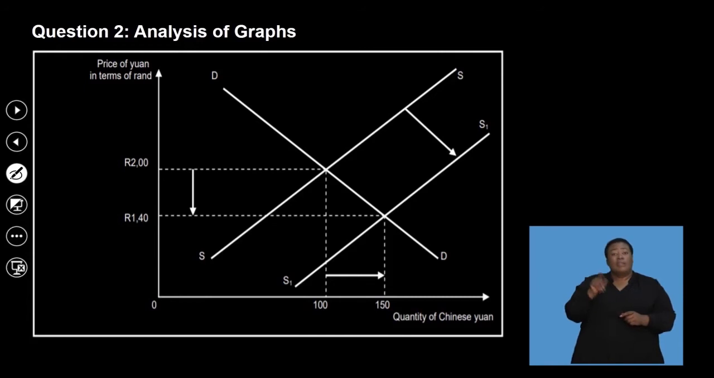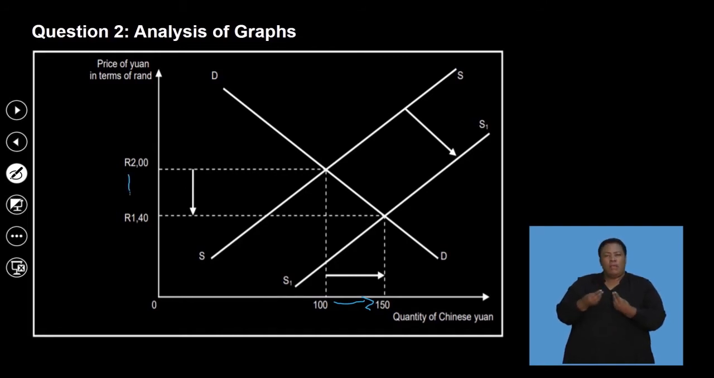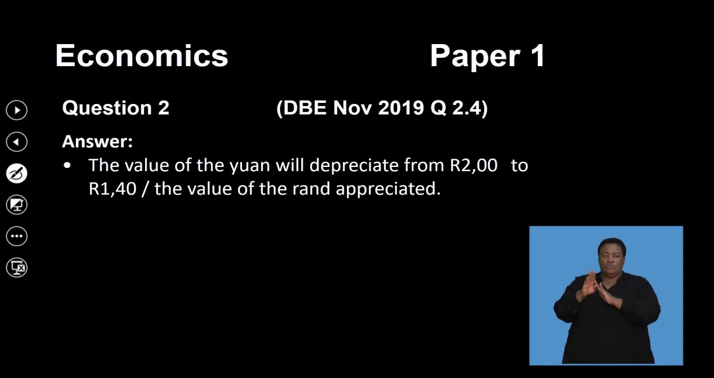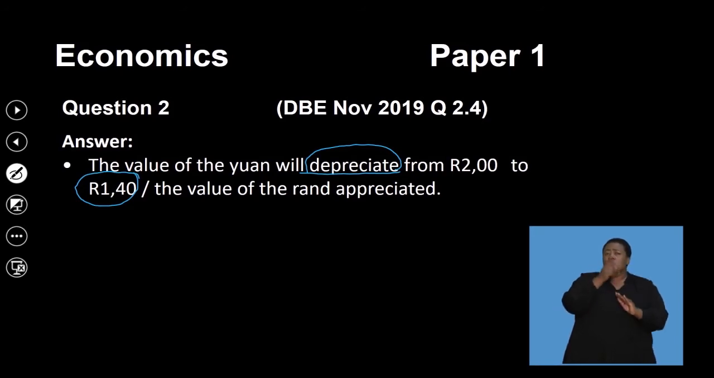So let's continue. There is our graph once again, to remind those who are probably just joining us that we are explaining the impact on the yen of an increase in exports to China. Can you see that the quantity of the yen has increased and the value of the yen has decreased? So let's continue. The value of the yen will depreciate. Remember I said it is very important to use the words depreciate and appreciate. The value of the yen will depreciate from 2 rands to about 1 rand 40. As the value of the yen is depreciating, the value of the rand is appreciating. So the rand is gaining against the yen. That's another 2 marks there.